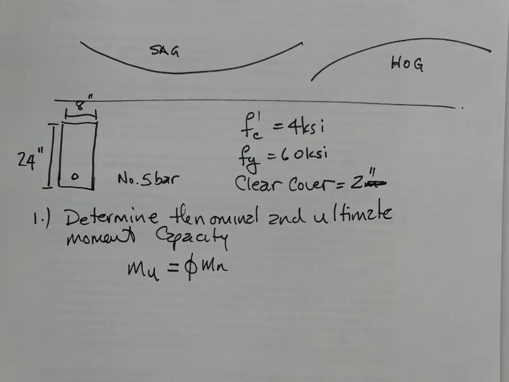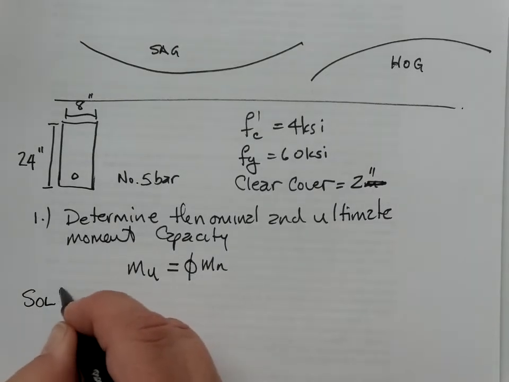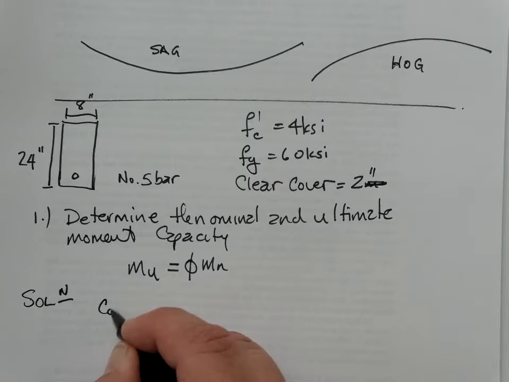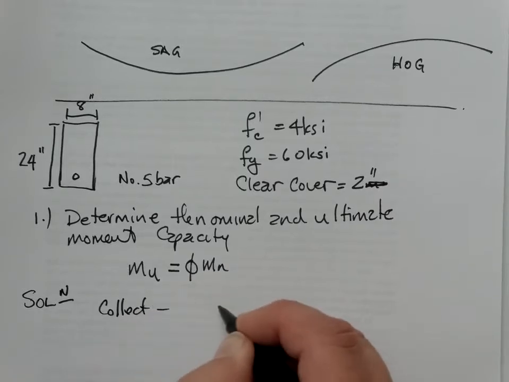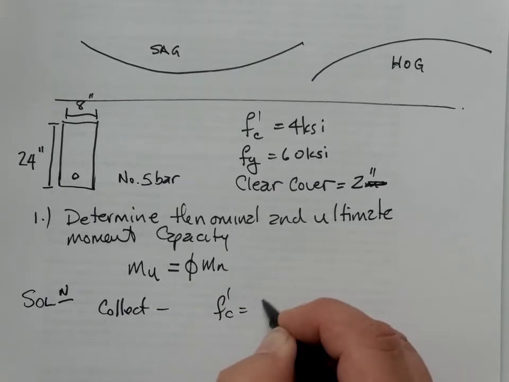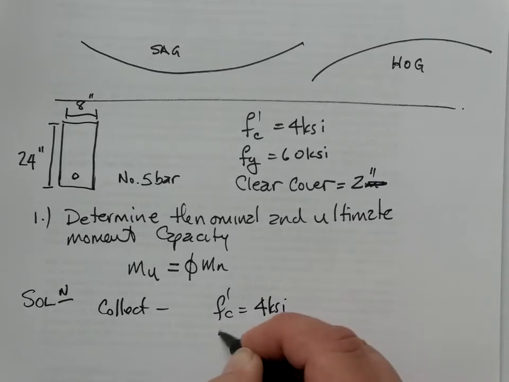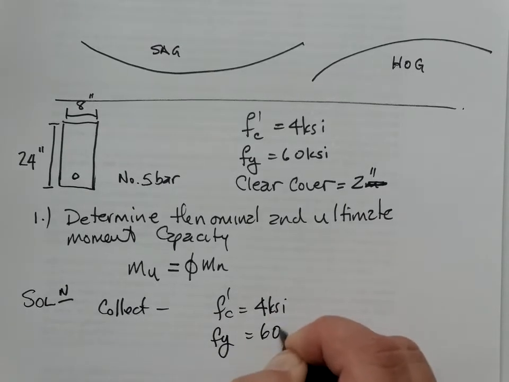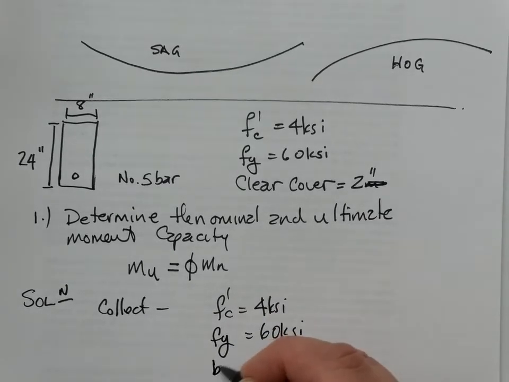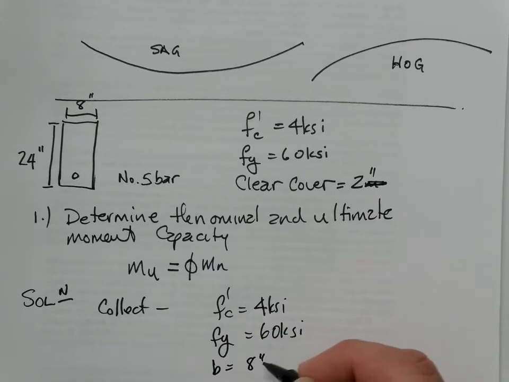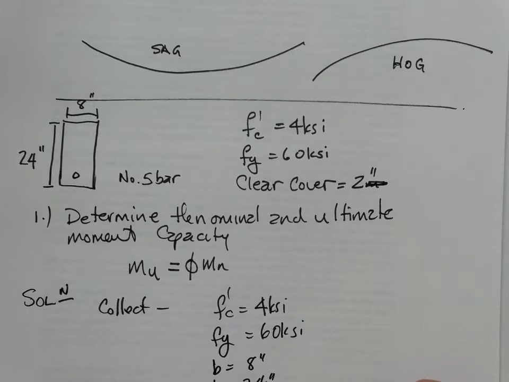We're going to collect. This is our solution, right? Collect terms. Well, I have f prime c, that's equal to 4 kips per square inch. F sub y is equal to 60 kips per square inch. b is equal to 8 inches. h is equal to 24 inches. d, which is equal to 24 inches minus the cover, is equal to 22 inches.